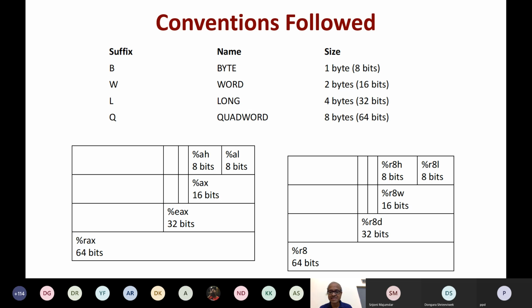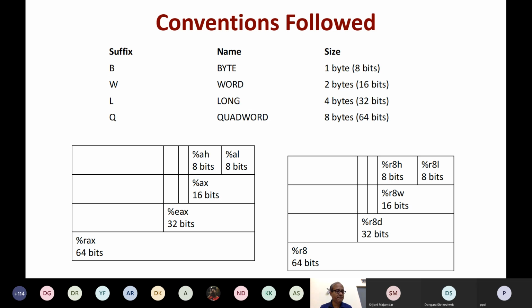Now in the 8086 kind of processors I mentioned, it was a 16-bit processor. That time this register was called AX. And AX was divided up into two halves, AH and AL, high order, low order. %ah means the high order 8 bits of this AX. %al means low order 8 bits of this AX. Okay.